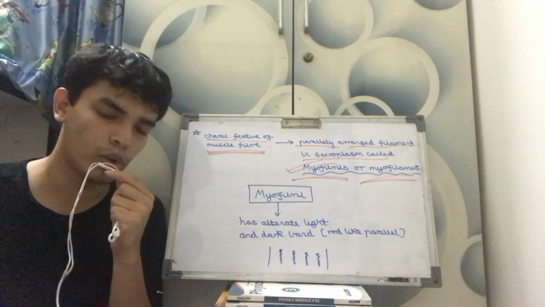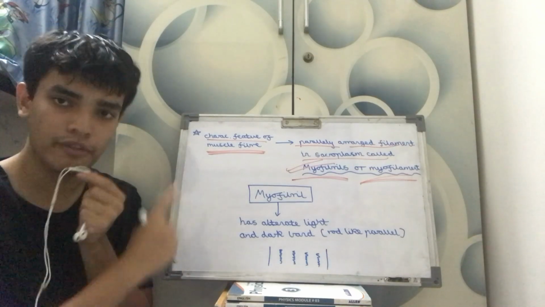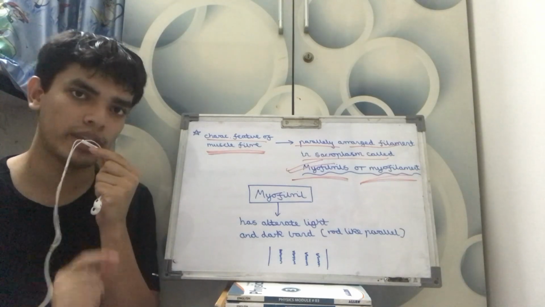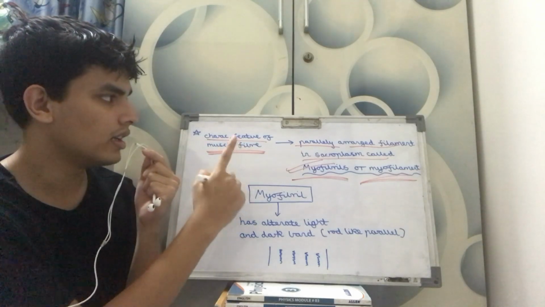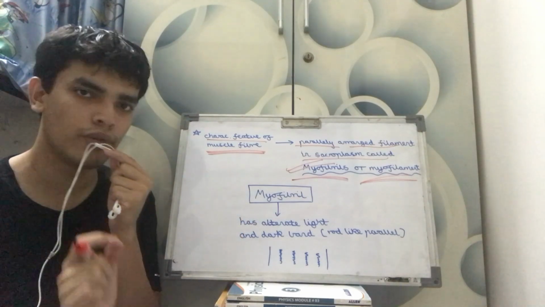These are very very important. Please pay attention. They are parallelly arranged. Each and every word I've written here, do it as it is. It will be very beneficial for you. It has parallelly arranged filaments in sarcoplasm called myofibrils or myofilaments.